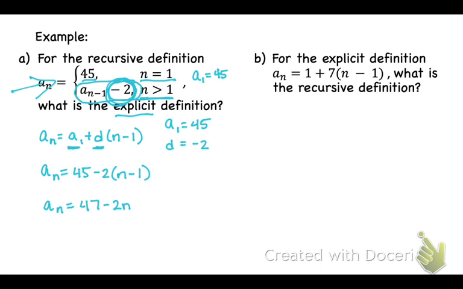Okay, so now it wants explicit to recursive. Well, when I look at this, is this correct? Yes. So this is a sub 1. And what's my common difference? 7. So a sub 1 equals 1, correct? And then what am I doing every time? Adding 7. So a sub n equals a sub n minus 1 plus 7.